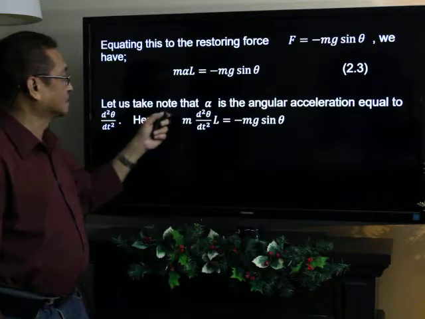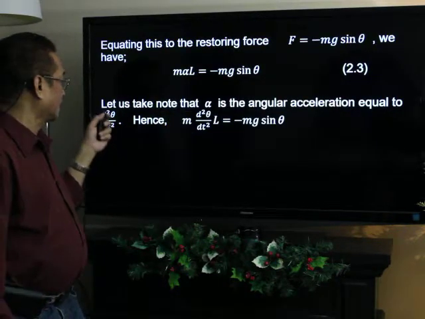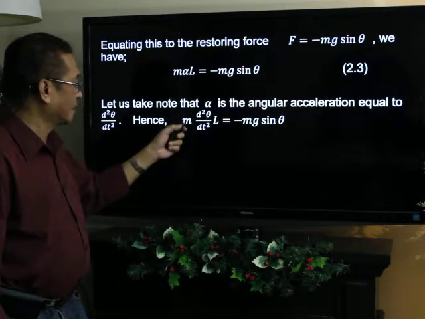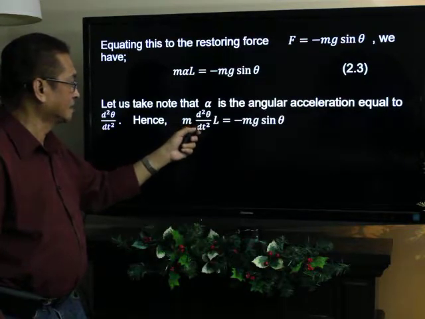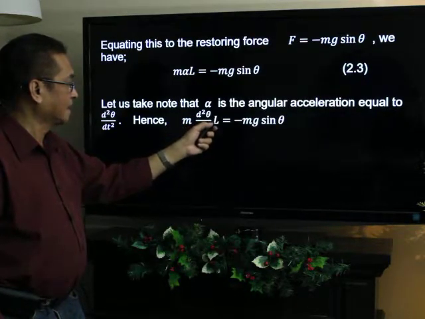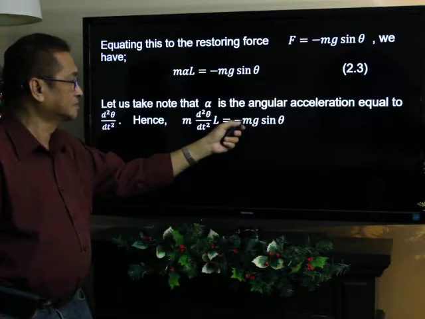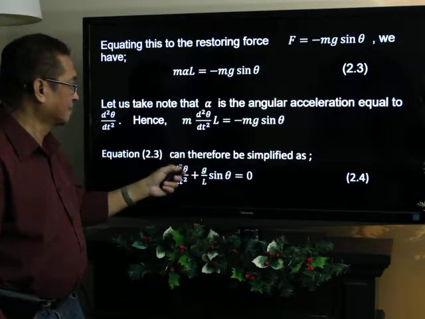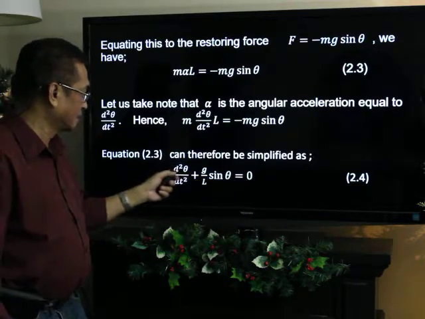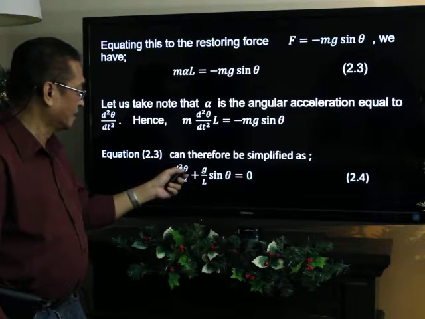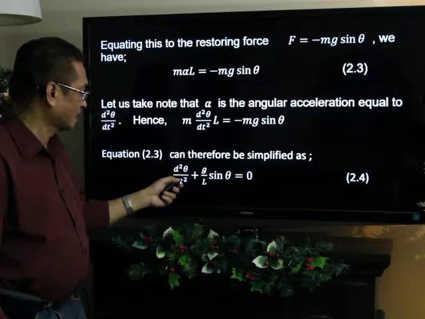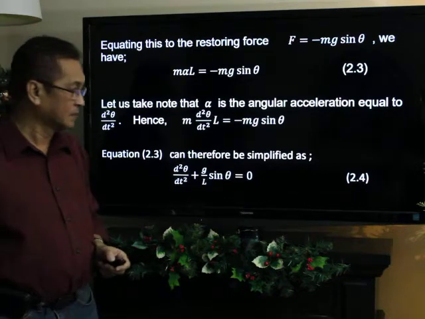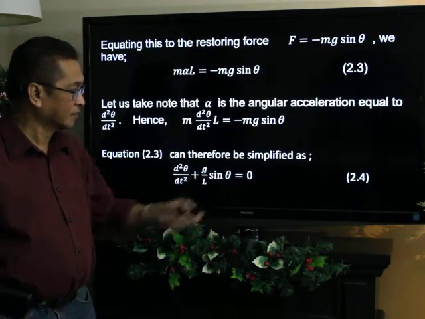And let us take note that alpha is the angular acceleration equal to the second derivative of theta with respect to time. So hence, we have m times L times the second derivative of theta with respect to time, t, equal to minus mg sine theta. And equation 2.3 above can be simplified as the second derivative of theta with respect to time plus g over L sine of theta is equal to 0. And that's equation 2.4.